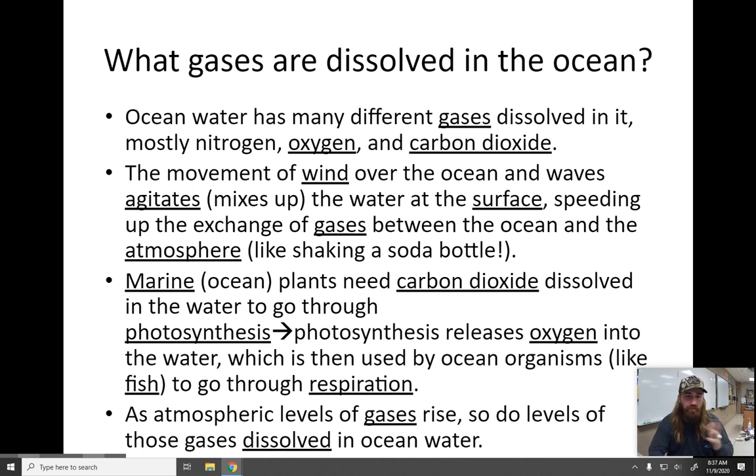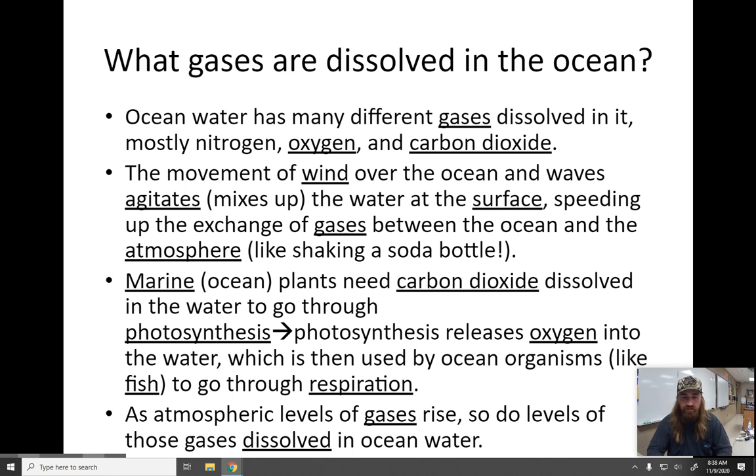Now, with that being said, marine ocean plants need carbon dioxide dissolved in the water to go through photosynthesis. Now, if photosynthesis doesn't occur, those plants can't make glucose. They cannot survive. Also, photosynthesis releases oxygen into the water, which ocean organisms still need. So they do respiration. Now, it's not that they don't breathe oxygen. I want you guys to understand that. Because if you put a fish out on land, we all understand that they're going to die. They need water. Yes. But there's still oxygen in that water that they need to be able to do respiration, since that is a reactant of the respiration equation.